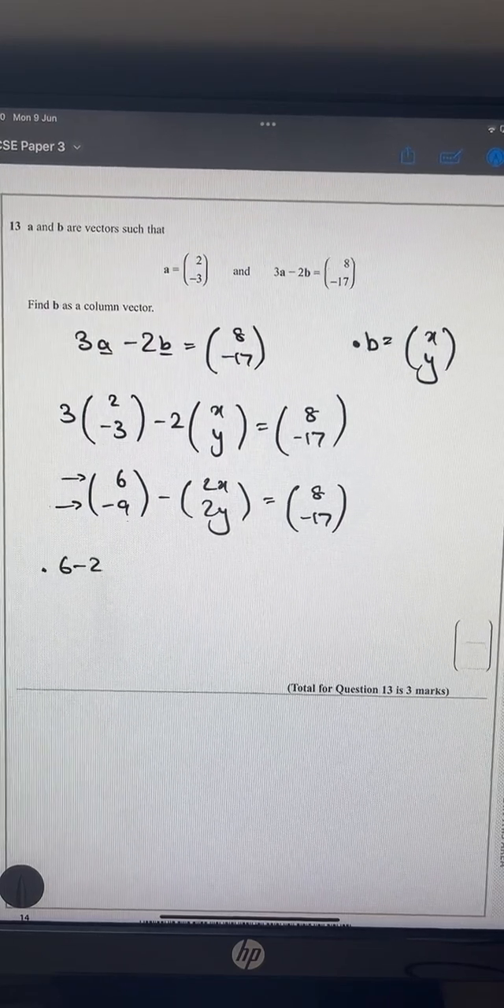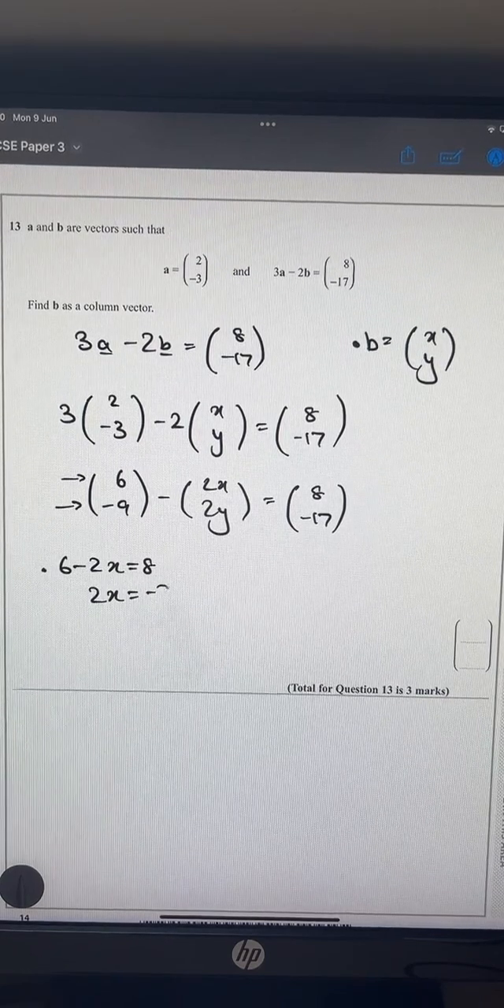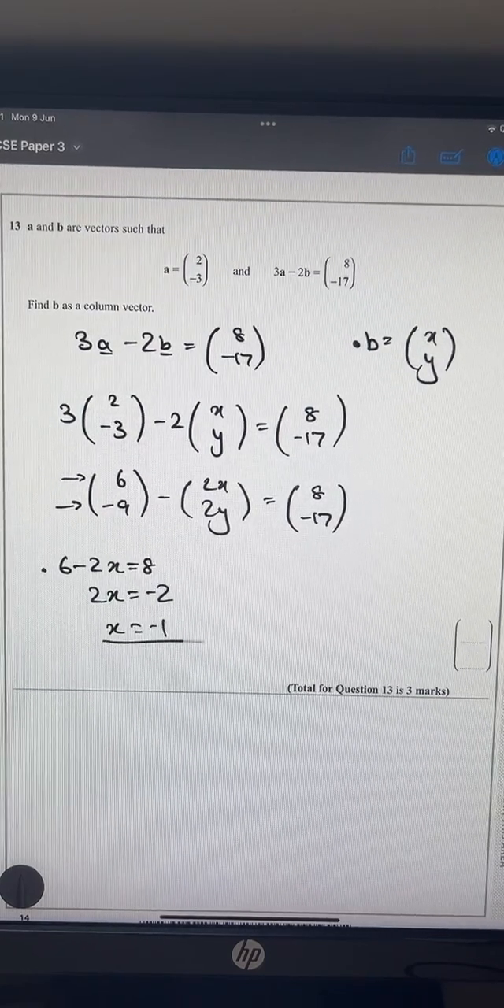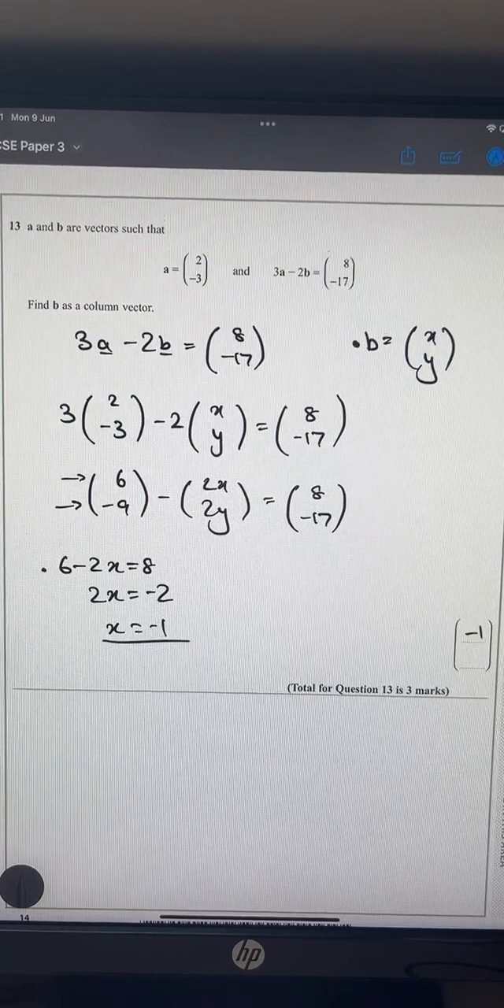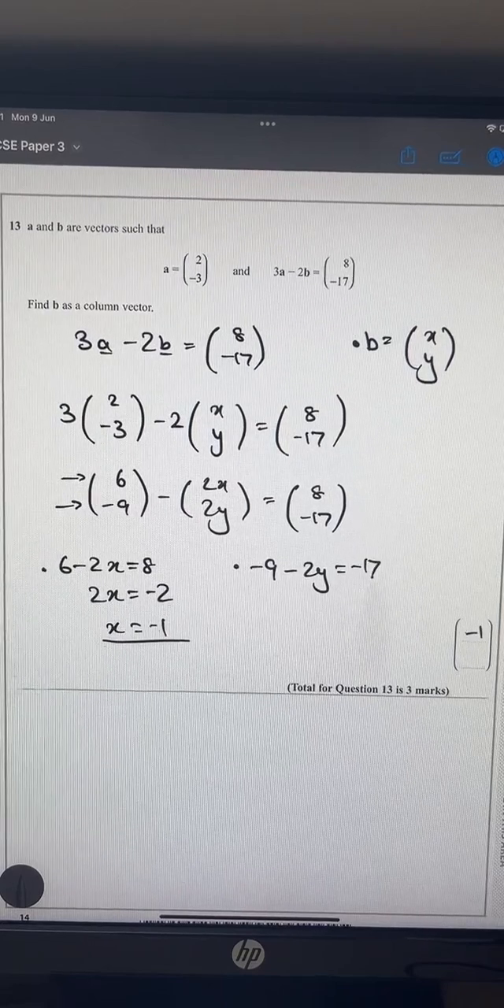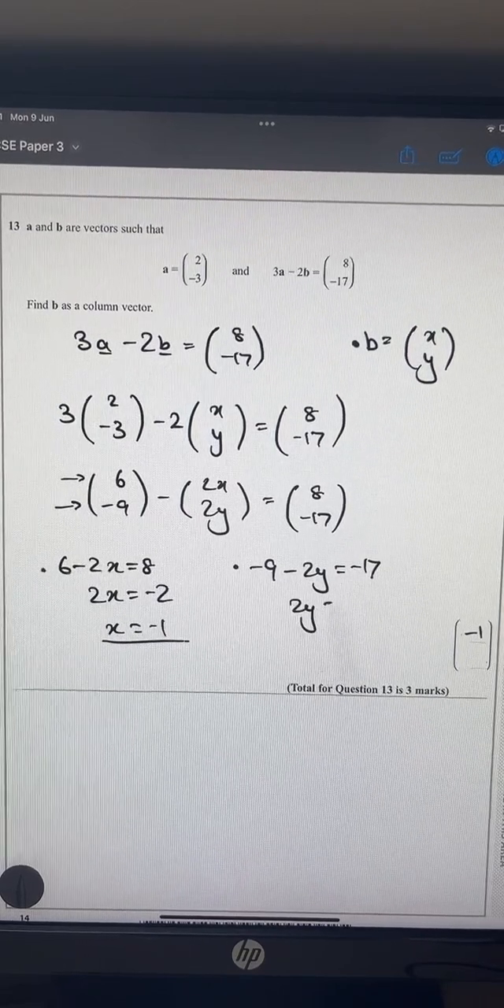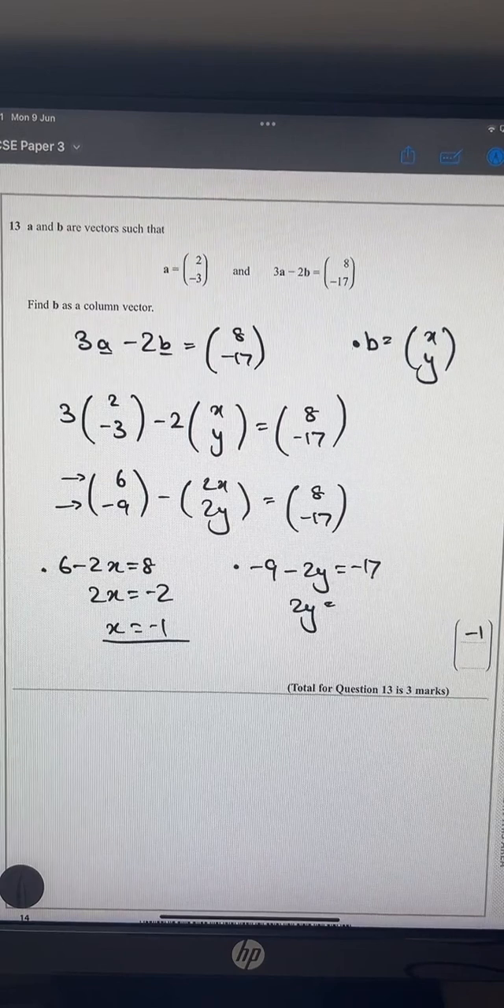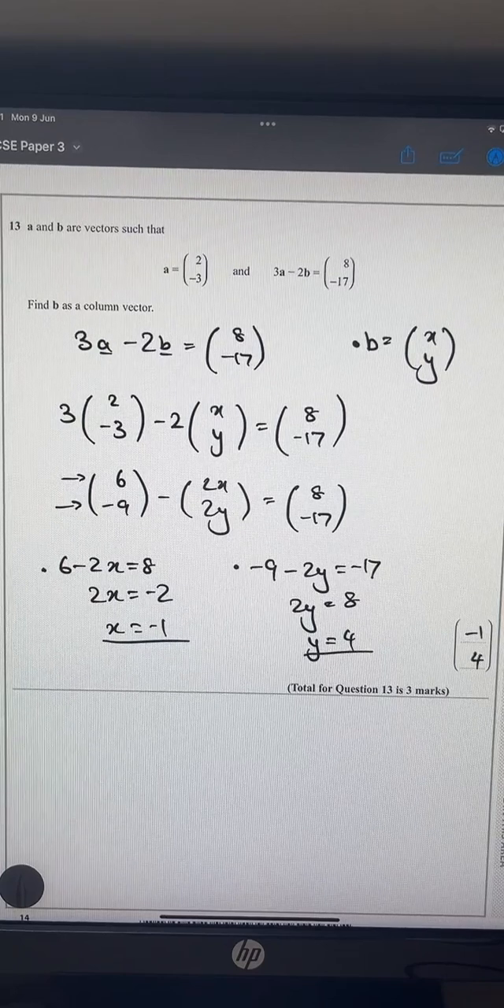So 6 minus 2x is equal to 8. If I rearrange, I get 2x is equal to negative 2, and that means that x is negative 1. There's my first thing, bam, put that in my vector. Let's look at the bottom equation. Minus 9 minus 2y equals minus 17. I'm going to rearrange again, bring the 2y on the right side, so 2y equals, and add 17 to both sides. That's going to be equal to 8. So y is equal to 4. And boom, that is my vector done.